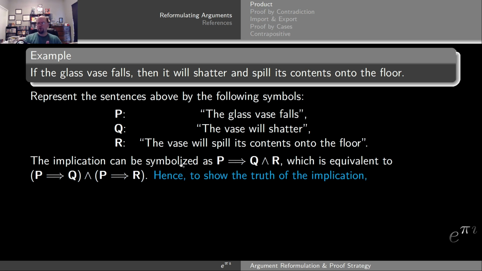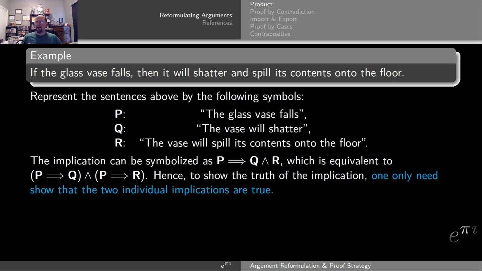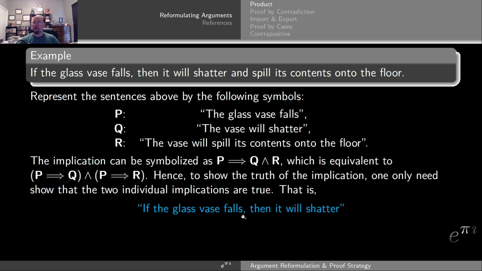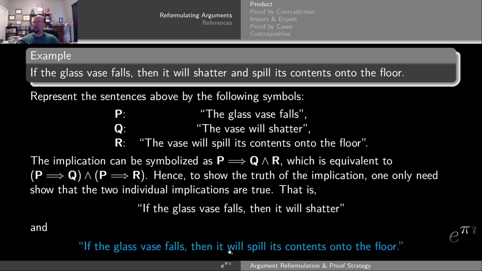So, to show the truth of this implication, all one has to do is actually show the two individual implications are true. That is, one needs to show that if the glass vase falls, then it will shatter, and if the glass vase falls, then it will spill its contents onto the floor.